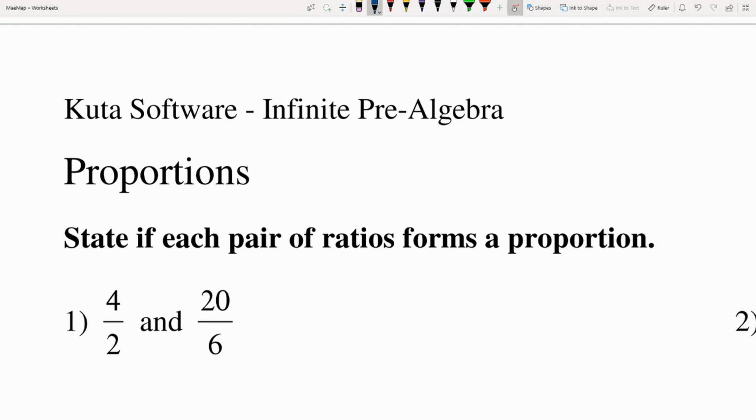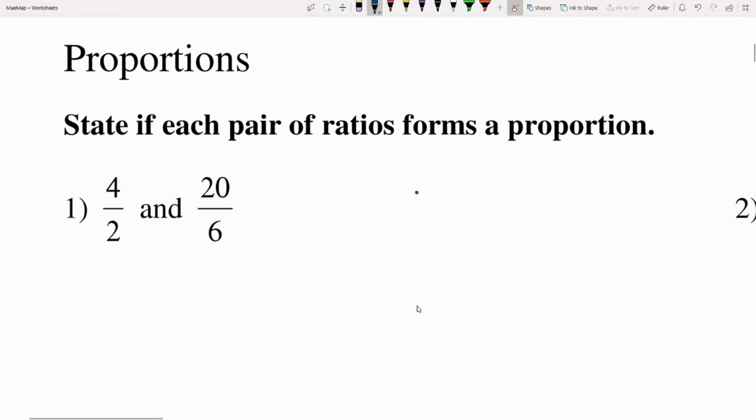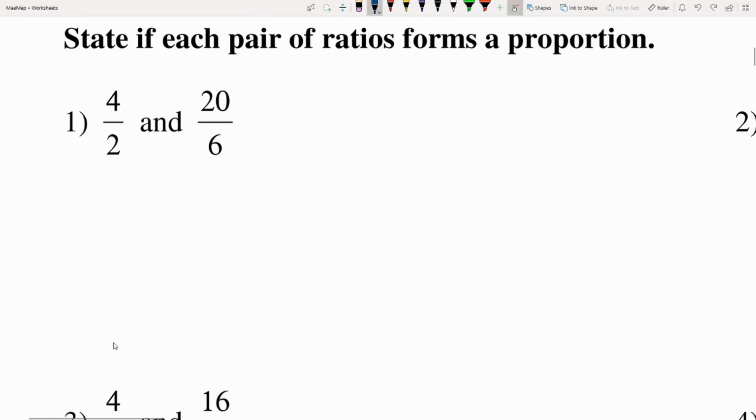Now, for the first part of this worksheet, we're going to state if each pair of ratios forms a proportion. So what that means is, if we jump into number 1, we need to see if 4 halves and 20 sixths are equivalent.